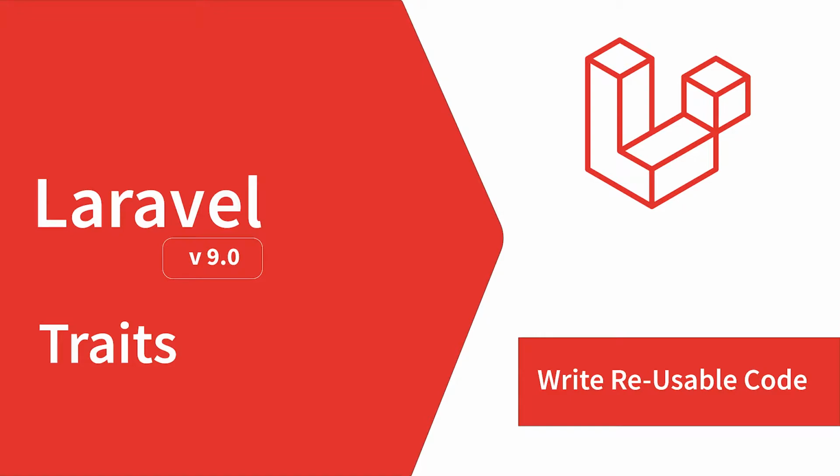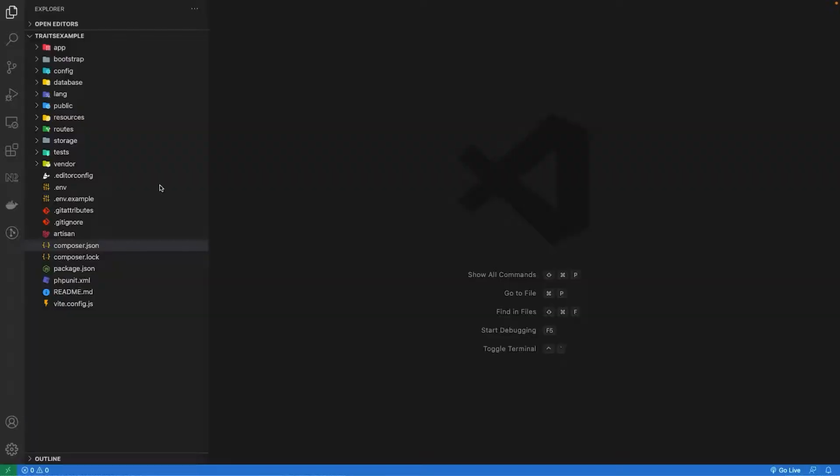Let's say we have to generate a random string of x length, where x can be any number. So instead of writing the same line of code in every method in a controller, we can create a trait which takes in the length and generates a random string.